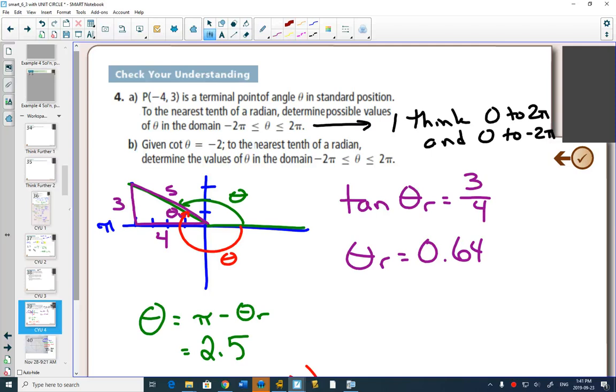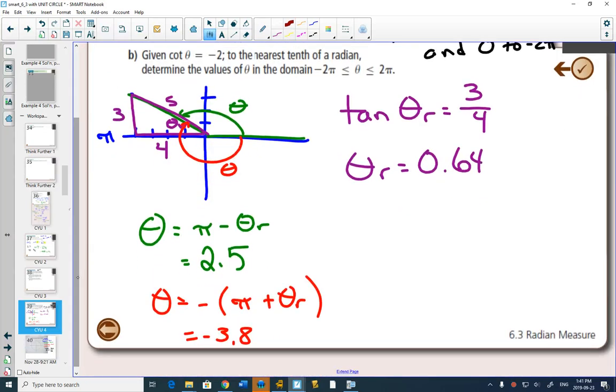An added confusing thing about radians. Notice how we wrote our answers. Theta equals 2.5 and theta equals negative 3.8. In degrees, you always have to add a degree symbol. Radians is the only unit that I know of that has no symbol. So you don't have to write any symbol, or you don't have to write radians. If you write an angle just as a number, it means radians.